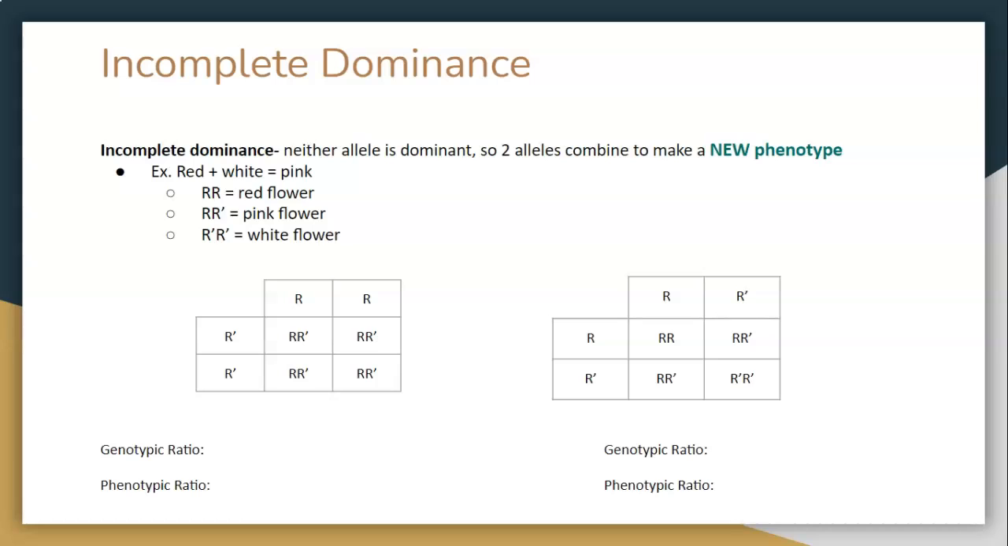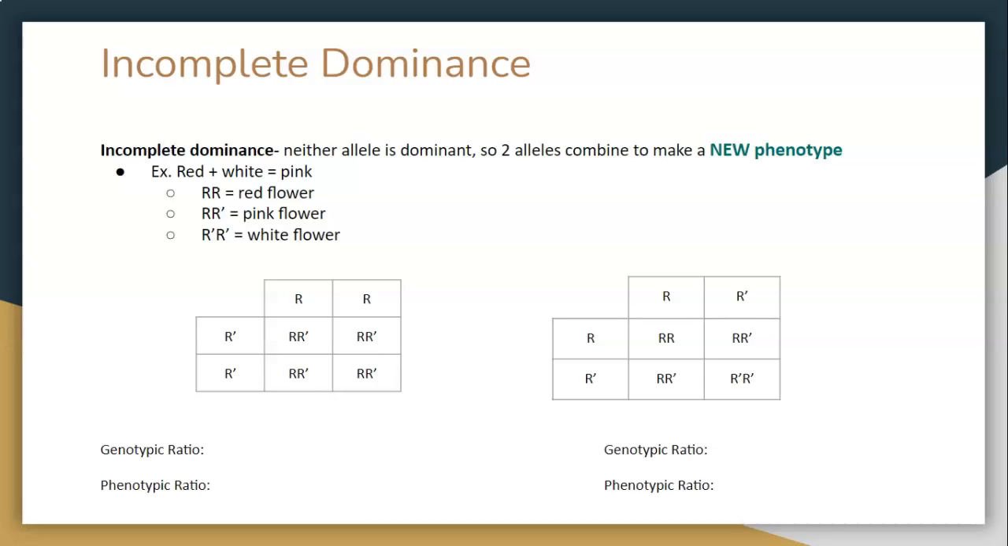So if codominance is when you see both of the alleles, incomplete dominance is when neither allele is dominant. And so when the two alleles combine to make a heterozygote, you actually make a brand new phenotype. An example of this are snapdragon flowers. You have red flowers, you have white flowers, but when red and white come together, they actually make pink flowers. So a brand new, never before seen phenotype.